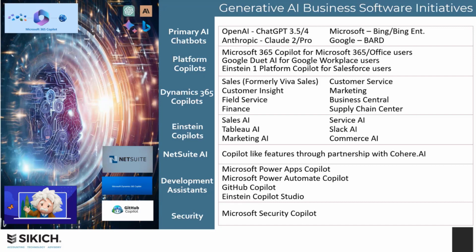NetSuite, last week, I think it was, or a week and a half ago, had their annual conference, and they've gone a different route. They've decided to partner with a company called Cohere that you probably never heard of before last year. That's one of those newer AI companies, and they're going to use their language model in order to enable Copilot-like features in NetSuite.